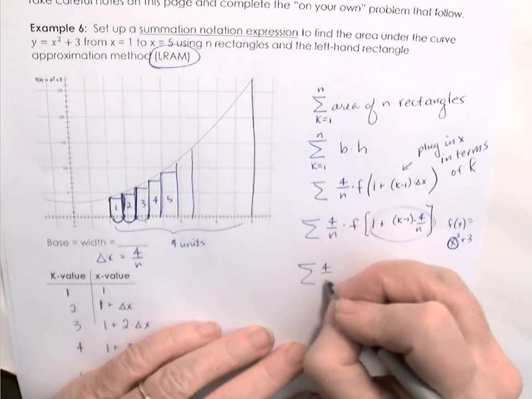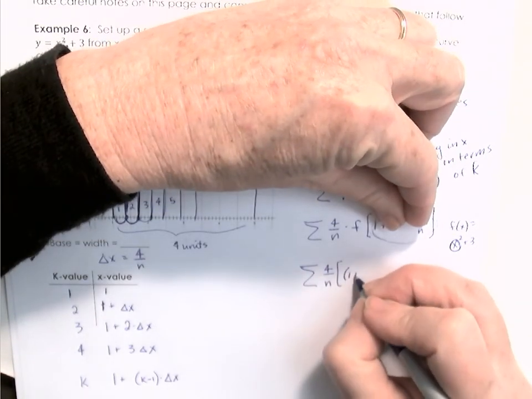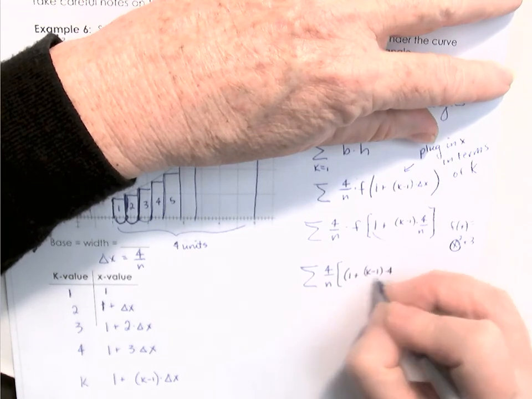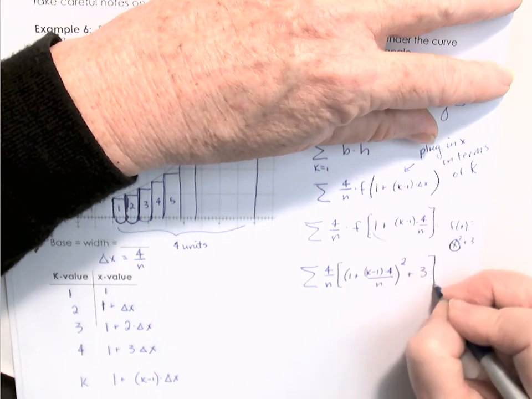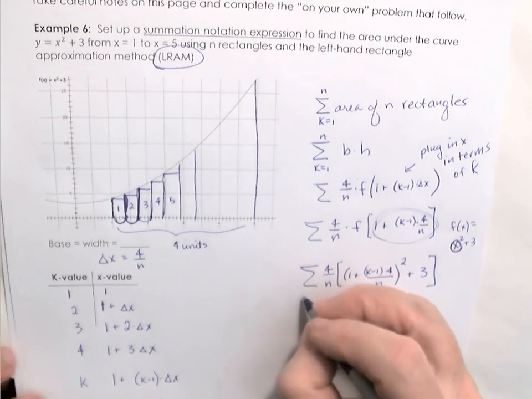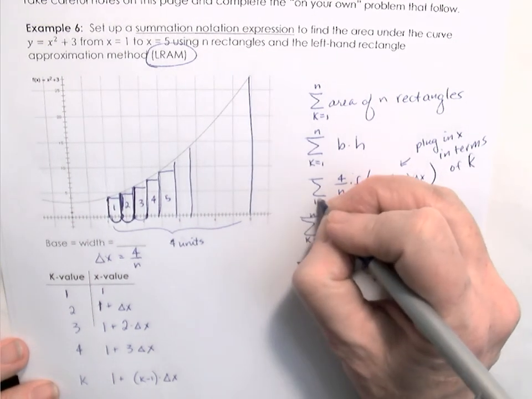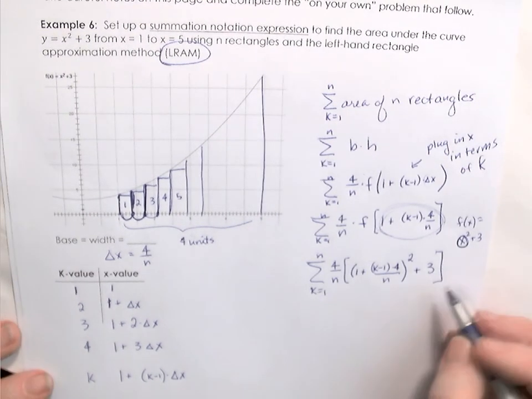So we're going to have 4 over n, and this is just going to give us 1 plus k minus 1 times 4 all over n, squared, plus 3. And there's our expression waiting to be worked out. And make sure you're doing this, you're crossing all your T's and dotting your I's.